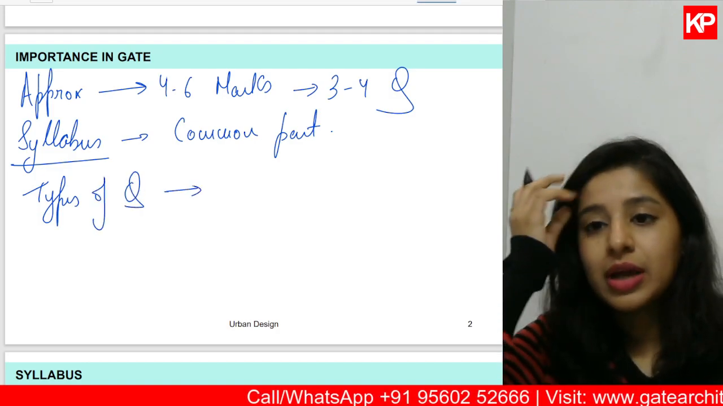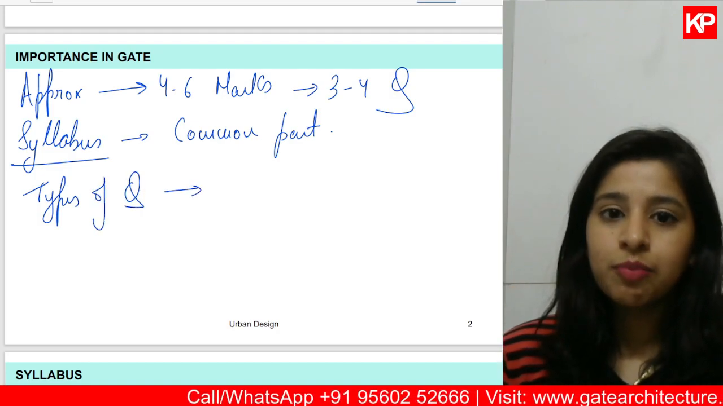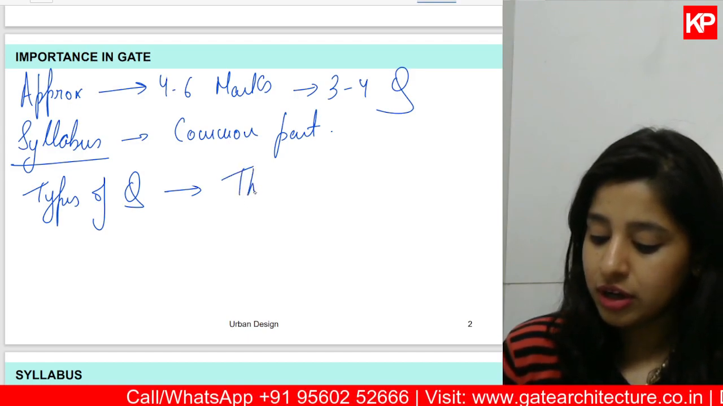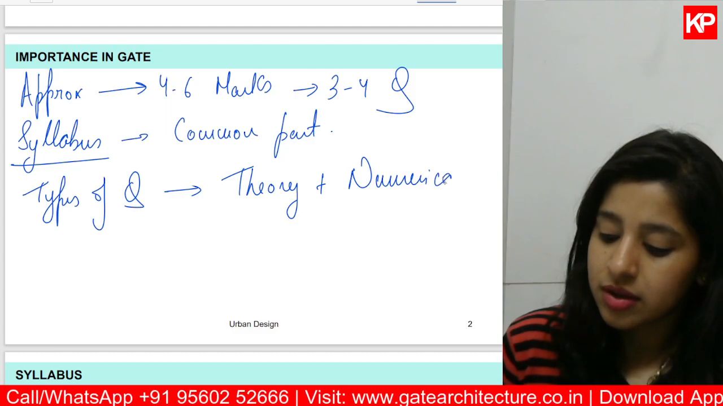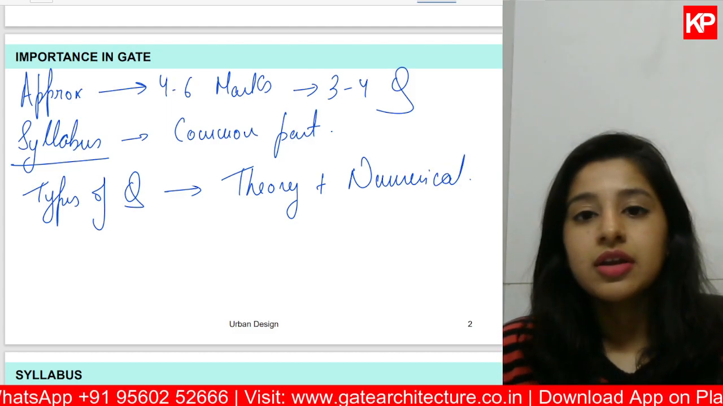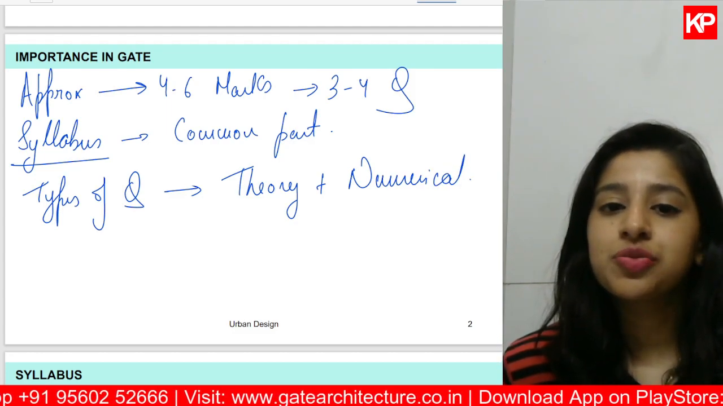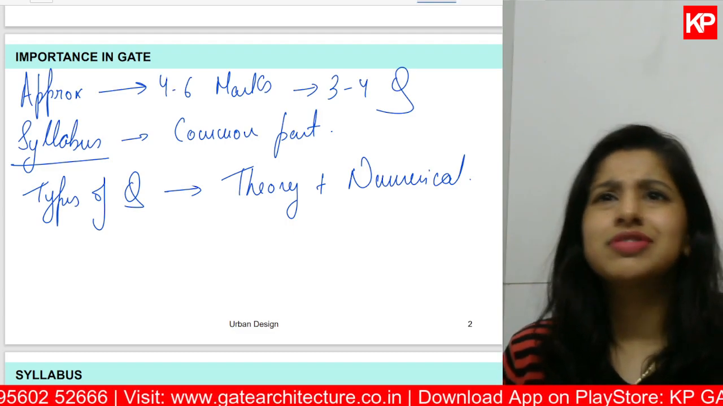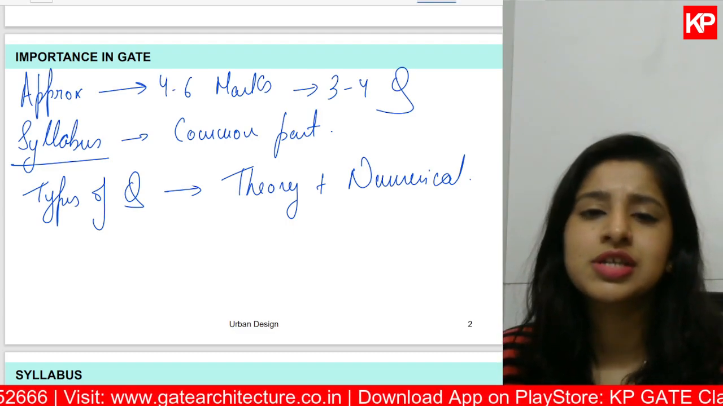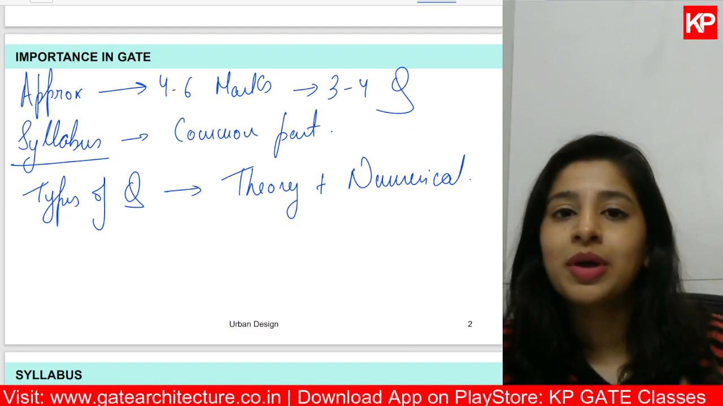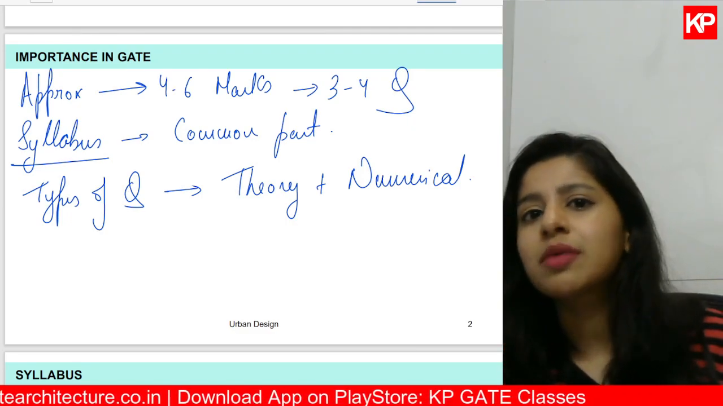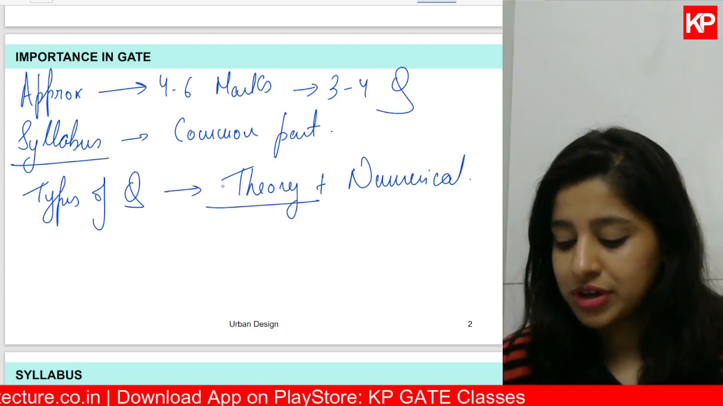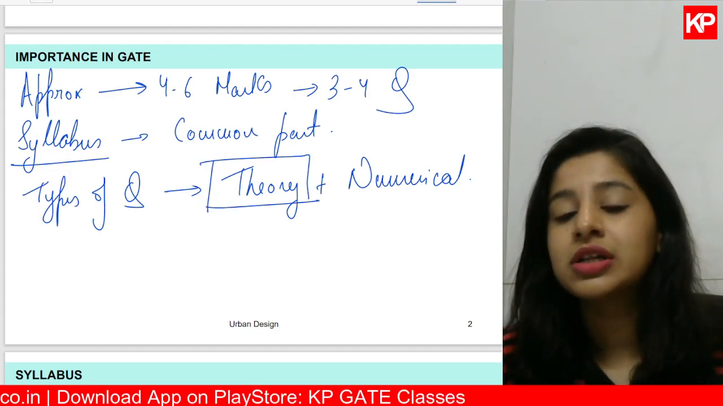If I talk about types of questions, both theory and numerical questions are asked from this subject. Majorly urban design is a theoretical subject. Sometimes numerical is asked. There is one particular section from which numerical may be asked. Very rare. Okay, I won't say very rare, but sometimes. Mostly you'll have theoretical questions. It's majorly a theoretical subject.